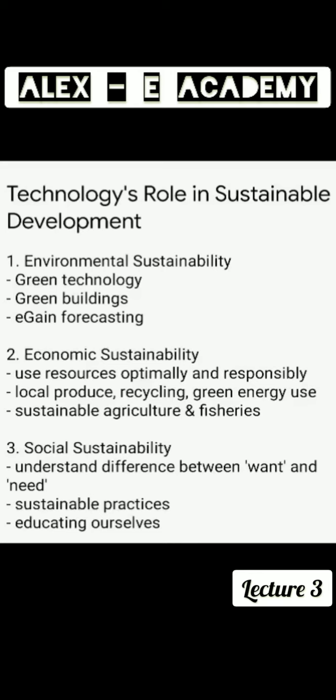Now coming to social sustainability, we must always understand the difference between a want and a need. We may have a lot of number of wants, but we don't need all those things. So wants and needs must be properly understood, and if we go after all our wants, then we may be facing difficulties in the future. The earth or the planet may not be as healthy as it is supposed to be.